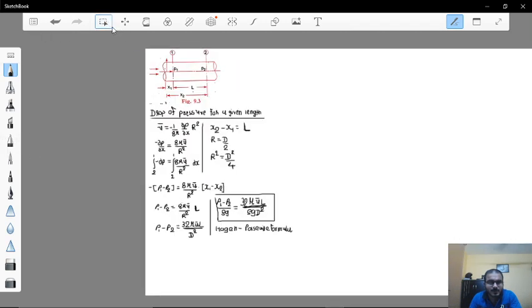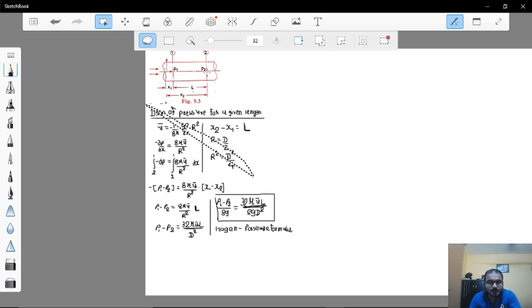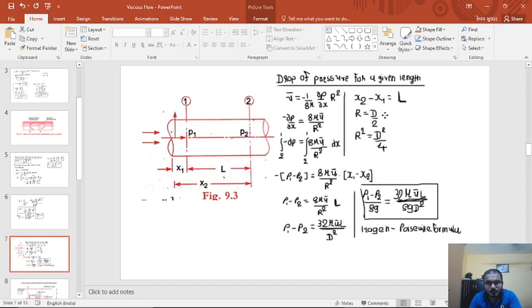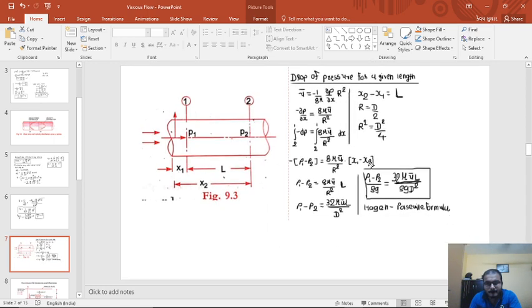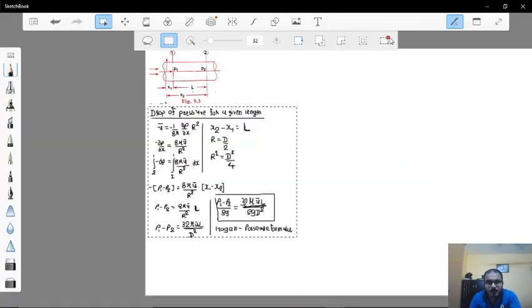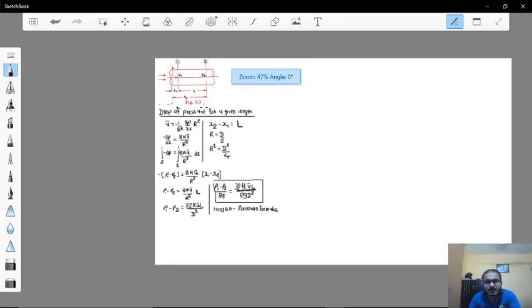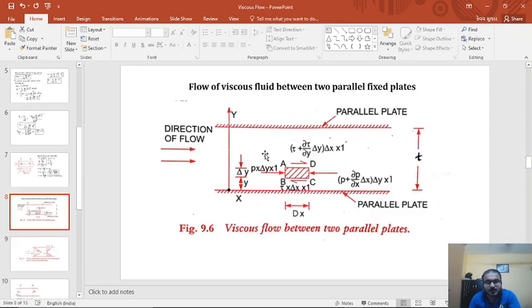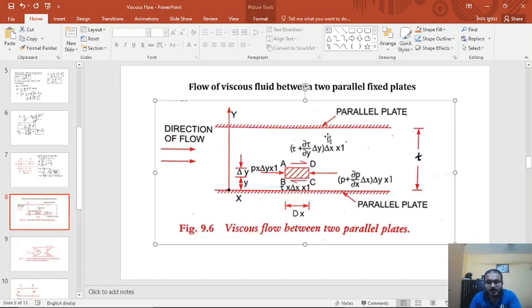So let's copy this work into our main slides. So that's all we have for this theory, and now we will move forward with our next theory, that is the flow of viscous fluid between two parallel plates.